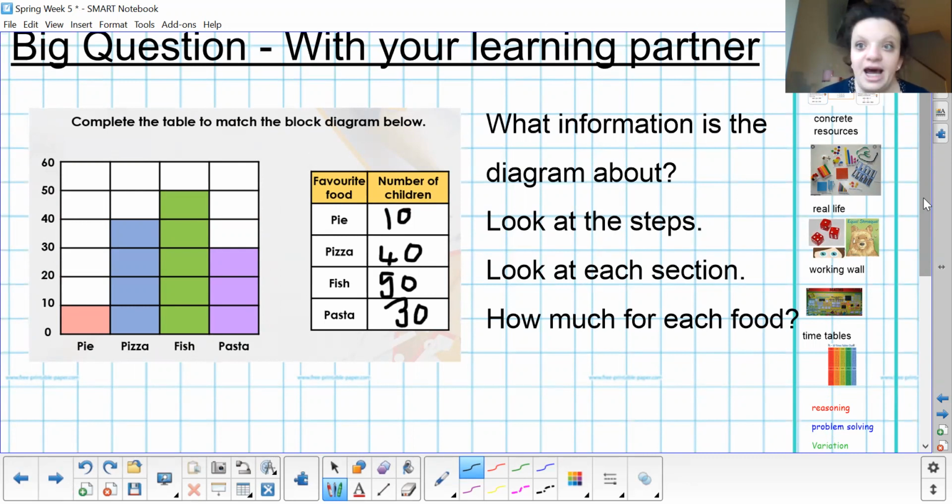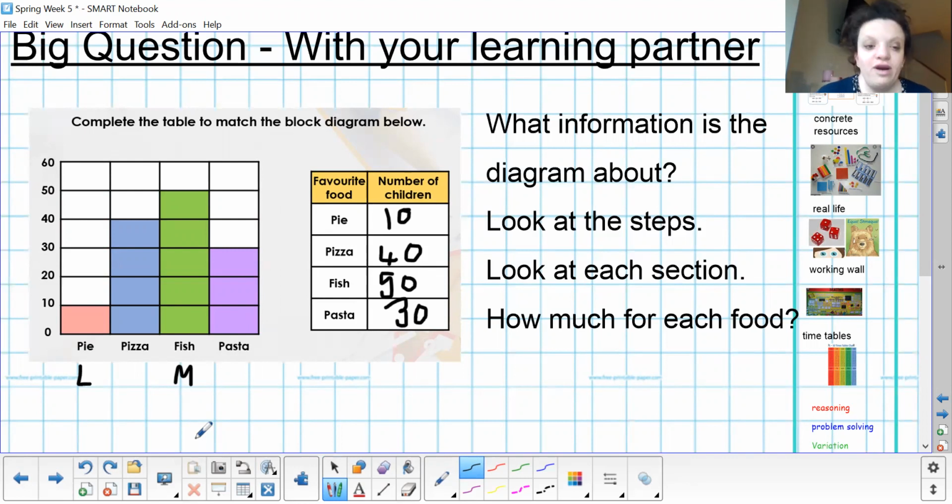Okay, so the most popular is the one that has the biggest amount. So that is going to be fish. Fish is going to be the most popular. So I'm going to put an M next to it for most. And the least popular, remember, is the smallest. So the smallest one is pie, because that's only got 1. So that is the least, not popular at all. It's the least popular.